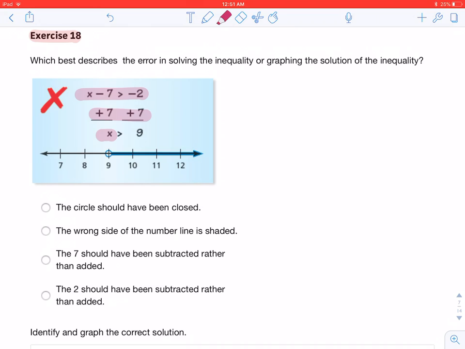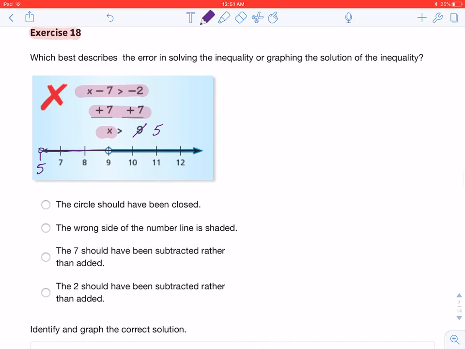And then negative 2 plus 7 is not 9. So it looks like that's where they went wrong, because negative 2 plus 7 would actually leave me with a positive 5. So this shouldn't be 9, this should be 5. Which means that this graph is also going to look different, because the open circle isn't going to be at 9, it's going to be all the way down somewhere here at 5. And so now that's what I need to write into here.